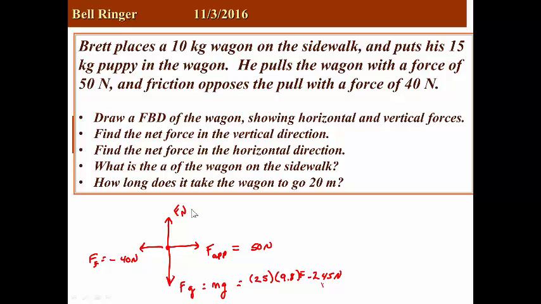It's 245 newtons, yes, because it has to cancel out the force of gravity. Okay? The net force is 0, so that means the two individual forces have to cancel out. Yes, sir? Does it matter which way you put the applied force and friction on? Not really. I just tend to make friction negative because it's a negative thing to me.